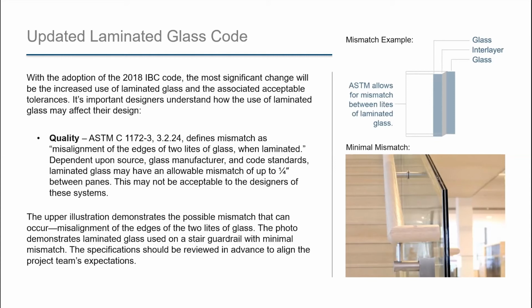Take a look at the upper illustration. It demonstrates the possible mismatch that can occur, misalignment of the edges of the 2 lights of glass. The photo demonstrates laminated glass use on a stair guardrail with minimal mismatch. The specification should be reviewed in advance to align the project team's expectations.